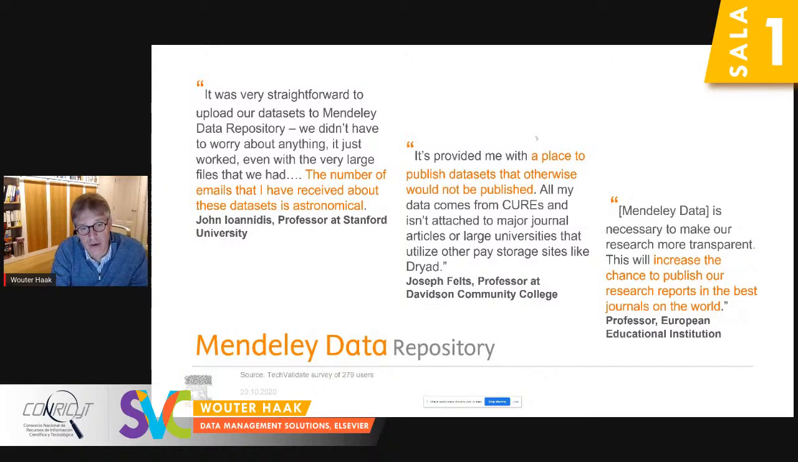Many researchers are finding their way to Mendeley Data. Why? Well, for example, it's easy. We didn't have to worry about anything. It just worked with the very large files that we had. And then Professor John Ioannidis actually says the number of emails that they received about these data sets is astronomical. This points again to this notion that publishing your data helps to attract more collaborations.